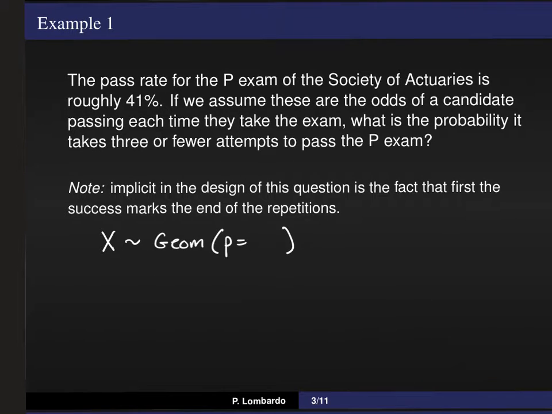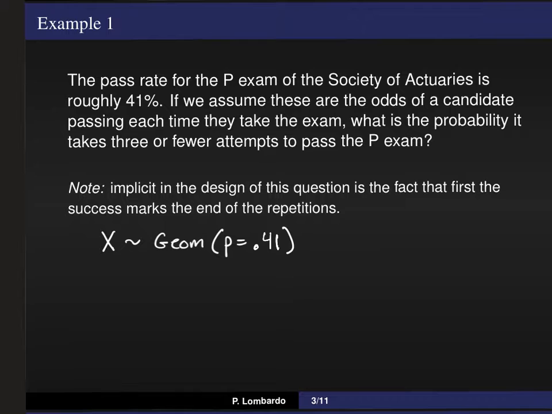And in order to start working with this, we need to figure out what our probability of success is. Now, in our case, we define a success as essentially passing the exam. And we know that the pass rate for the P exam is 41%. So what we're going to use here for our parameter, little p, the probability of success on any given sit, is going to be 41%.